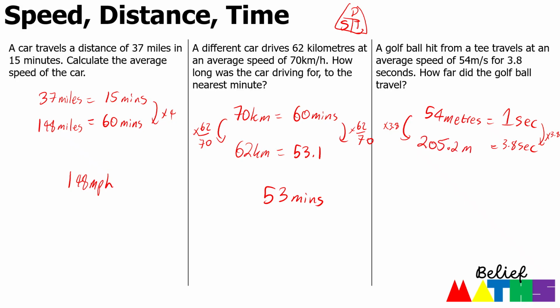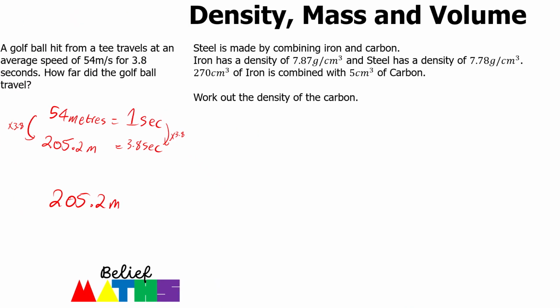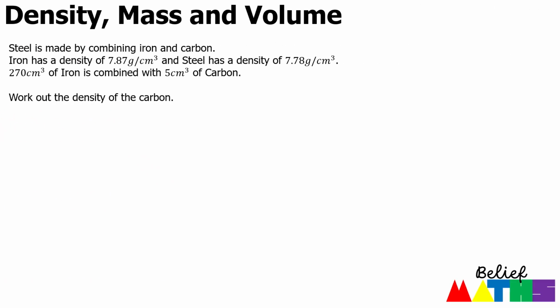205.2 meters. So again, setting them up like that, as an equivalence, helps make your life a little bit easier. A similar method can be used here for density, mass and volume. The nice thing about the units is grams per centimeter cubed. That's density.